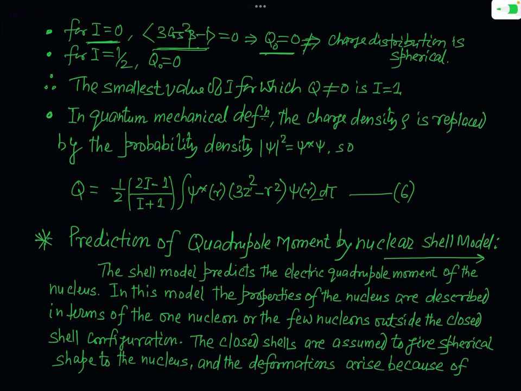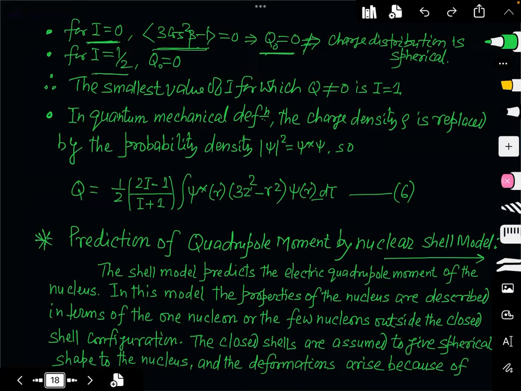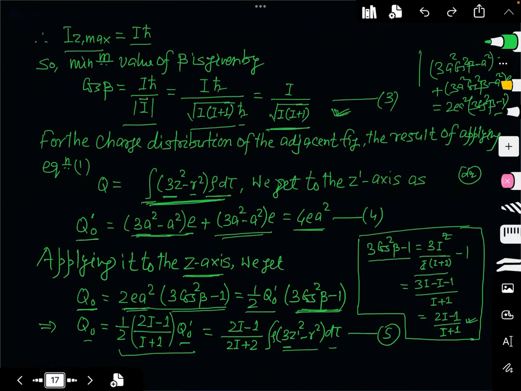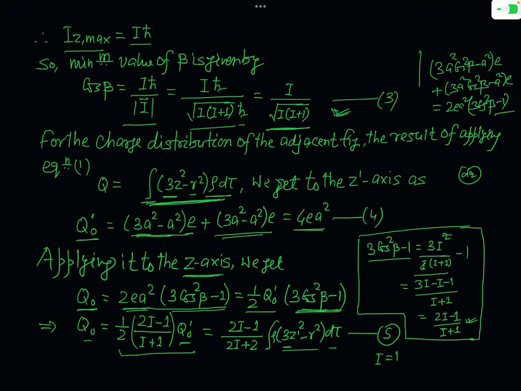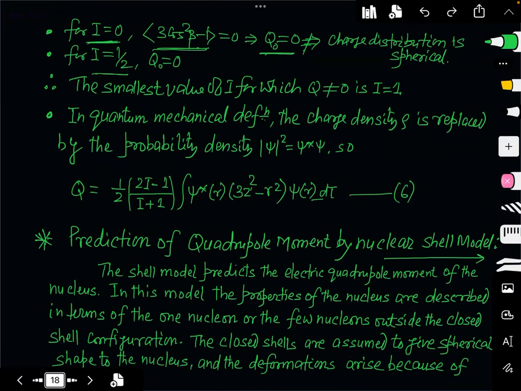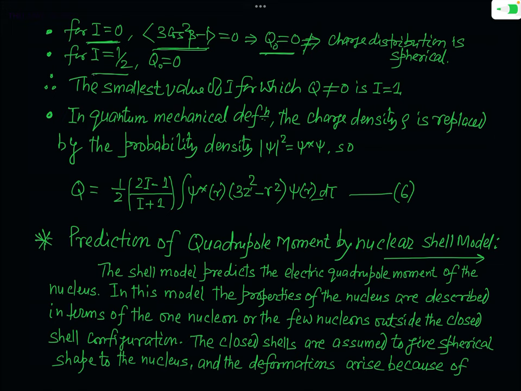Okay, now consider a nucleus for which the total angular momentum, that is spin of the nucleus, is 1 over 2. You can check if we put I equal to 1 over 2, then what will be 2I minus 1? Check. This will be 2 into 1 by 2 minus 1, and that will be equal to 0. So 2I minus 1 will be 0, and hence this Q0 will be equal to 0. So for all those nuclei whose angular momentum is half, the quadrupole moment Q0 is equal to 0.